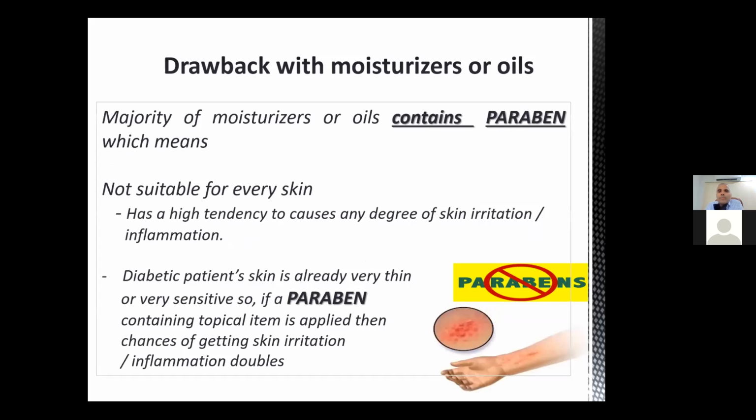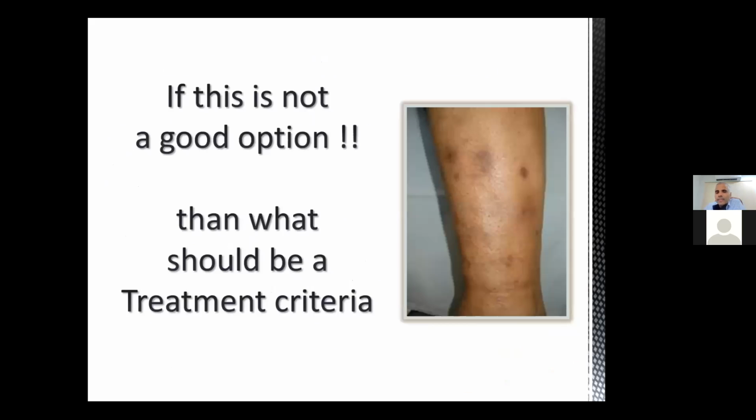Another common problem with moisturizers is that they contain paraben, and a lot of patients have skin irritation and inflammation with it. Patients do complain that after applying so-and-so cream, things got aggravated, whereas previously I was better. So you should be careful not to prescribe anything harsh on the skin which can aggravate the irritation and inflammation.